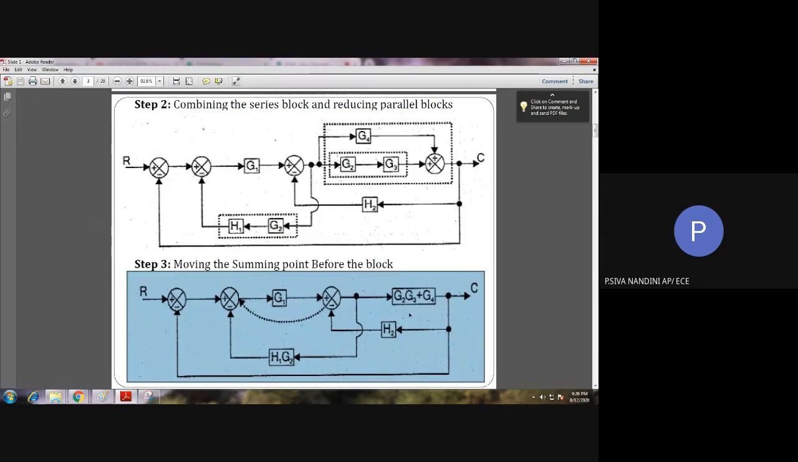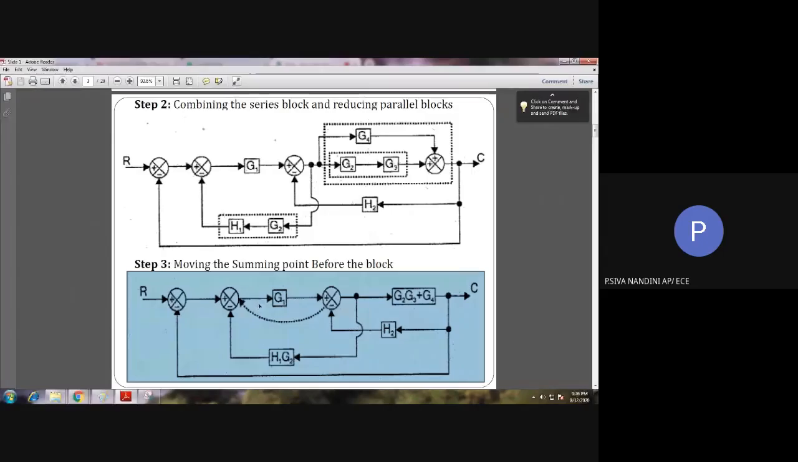Next, we shall see whether there is any series block or parallel block or negative feedback or there is no such thing. But here if you see, there is a possibility of negative feedback, but here we are having a branch point. So we can't. See here we are having a negative feedback, but here we are having a summing point. So we can't move this branch point before the summing point. So what we are going to do is move this summing point before the block G1.